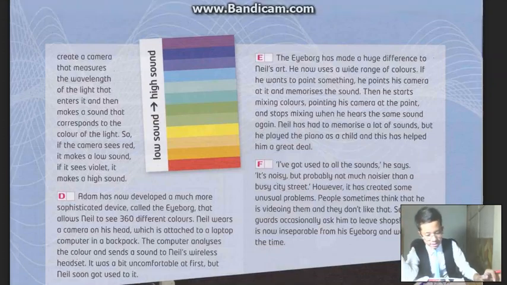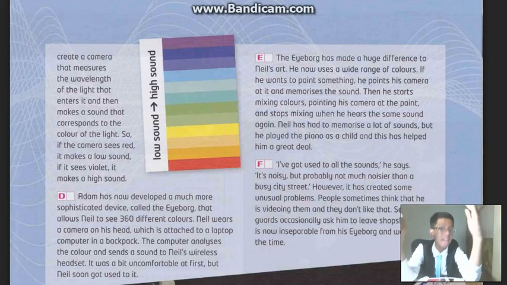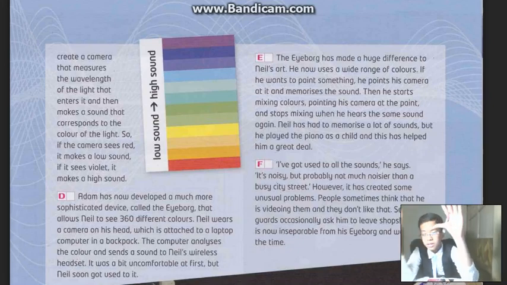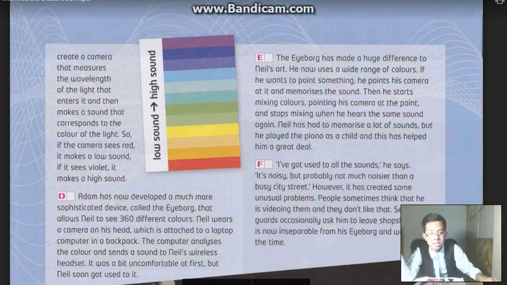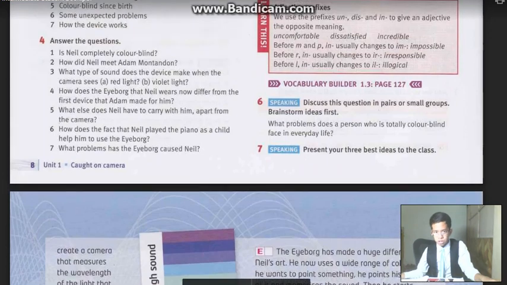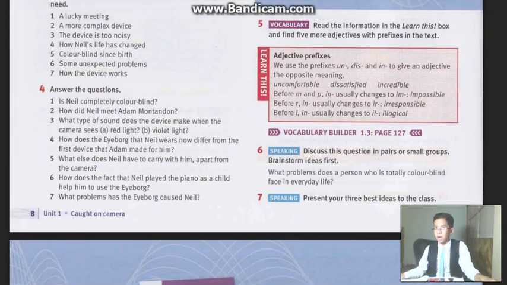In paragraph E, it talks about how Neo's life has changed since he used a device called the iBoard that Adam invented. Now he can draw a lot of things. He has a lot of ease of access, like he can see colors. Now he is getting better. His life is getting more improved. So let's find which heading will be matched with paragraph E.